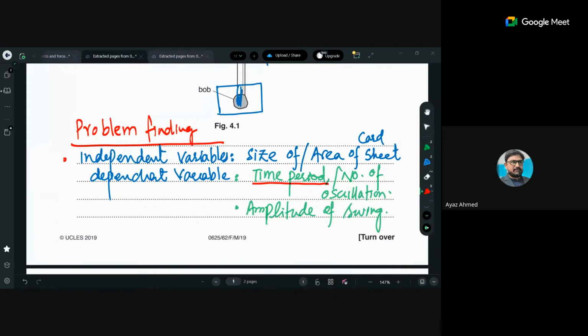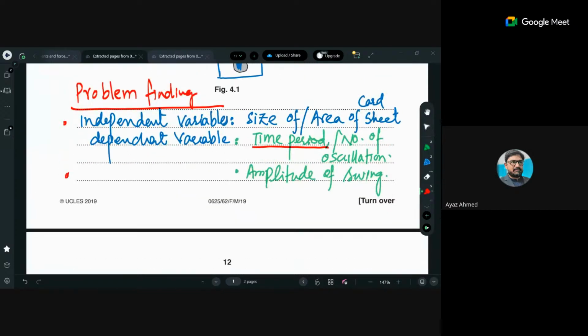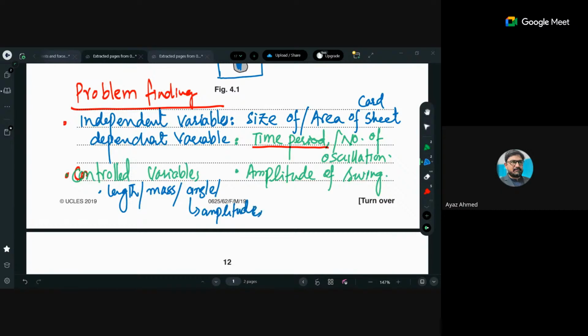Now, the again very important area of the variables that I told you is that you will write controlled variables. This is all the problem finding, so here I will talk about variables only. So, controlled variables: what do I have to control in all this? Any suggestion? Length, mass, angle, I mean amplitude. Are you getting my points?